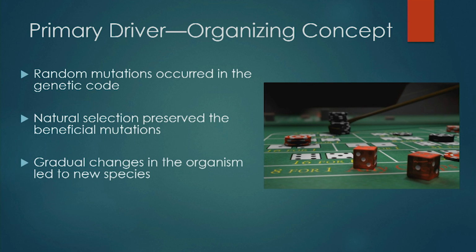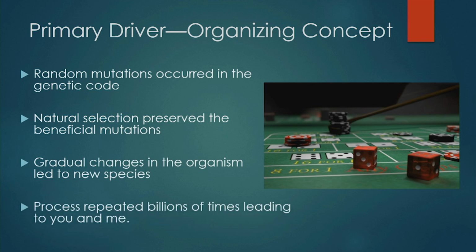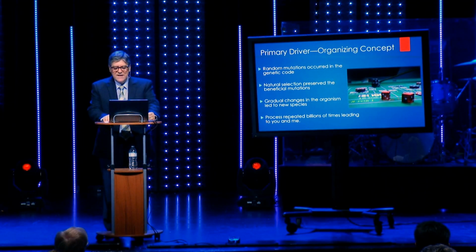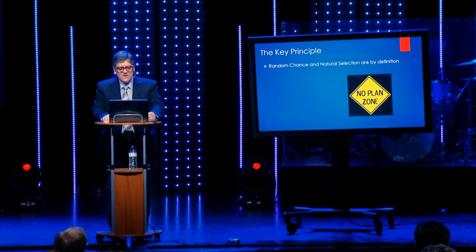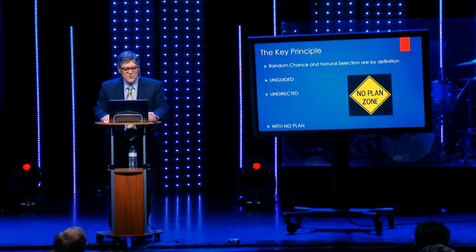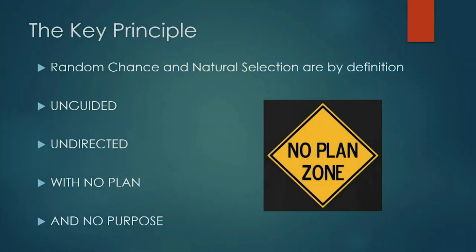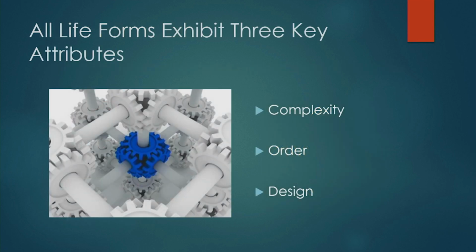Gradual changes in the organism led to a new species. It's a process that is repeated billions of times, leading ultimately to you and to me. Now, the key principle is this: random chance and natural selection, which are by definition unguided, undirected, with no plan and no purpose. Because as soon as you invoke a plan or a purpose, you invoke intelligence, and it is no longer random.